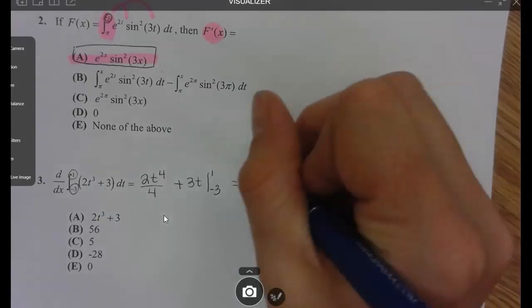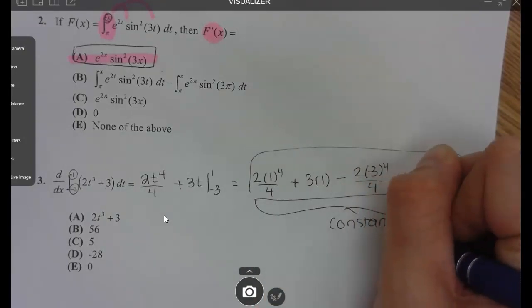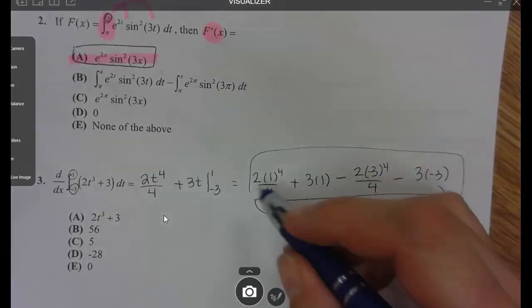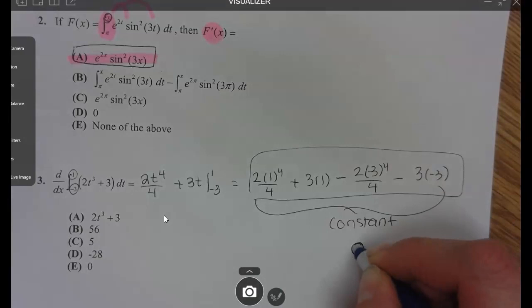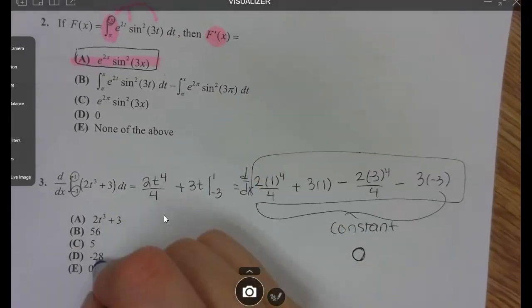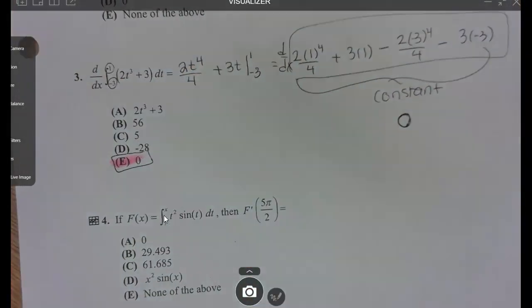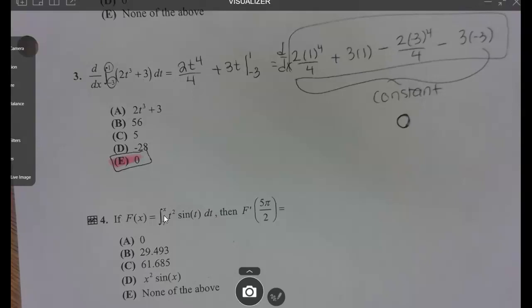That makes all of this just equal to some constant. So if I asked you to take the derivative of a constant, the derivative of a constant would become 0. So my answer is E, not A. The answer is E. So if both bounds are numbers rather than x, it's going to be 0.